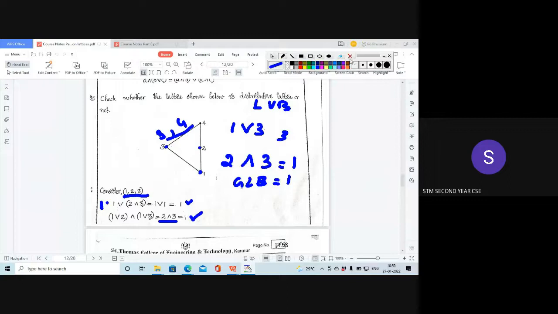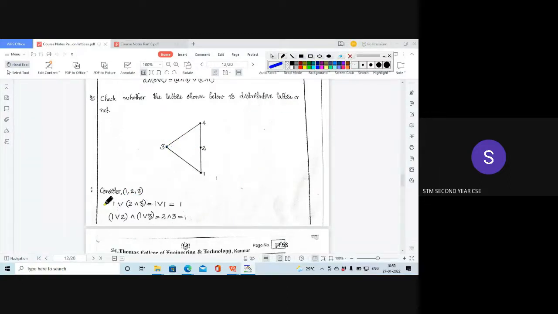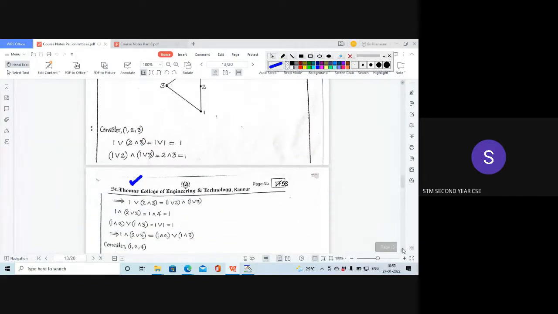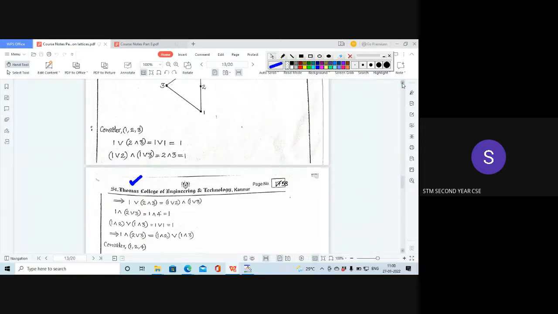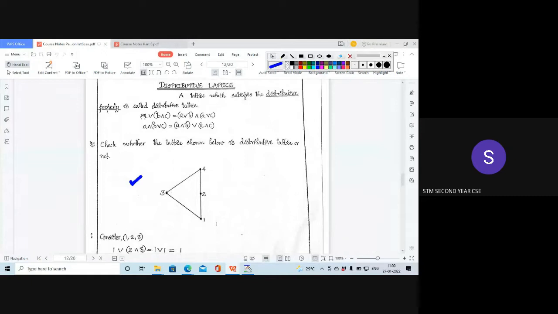Next, for the same ordered pair 1, 2, 3, we have to check if the second distributive law is satisfied. That is, 1 and (2 or 3). Since we have checked the first law, next we have to check 1 and (2 or 3).